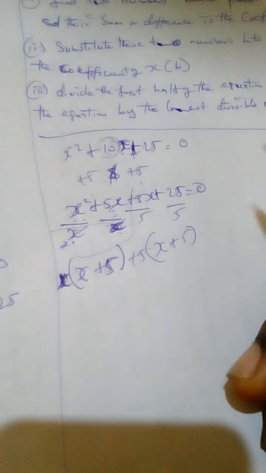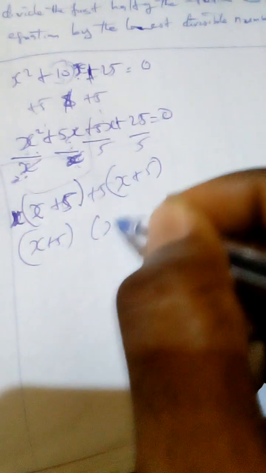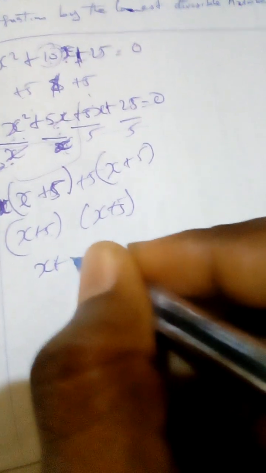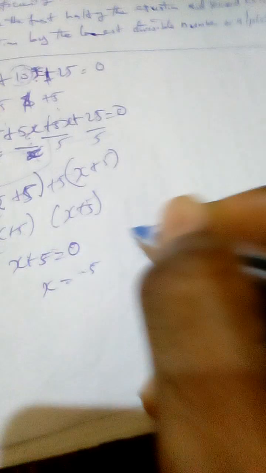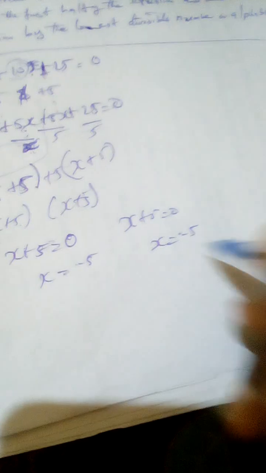So rewriting this equation, we have x plus 5 and x plus 5. Therefore, we have x plus 5 equals 0, that's x equals minus 5. We also have x plus 5 equals 0, so x equals minus 5. So this is the answer to the equation: x is minus 5 and x is minus 5.